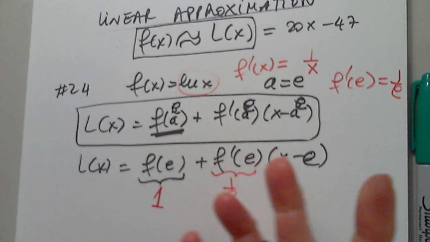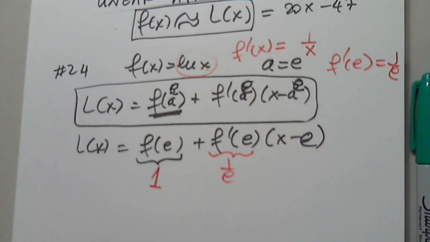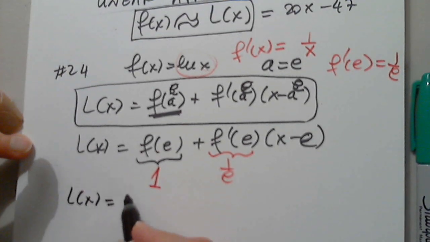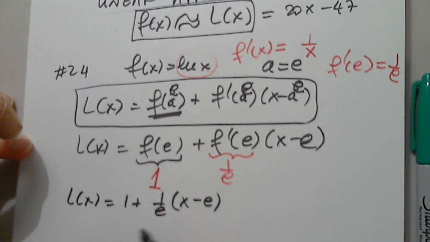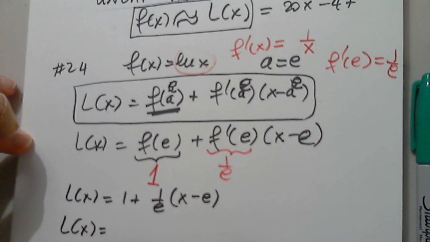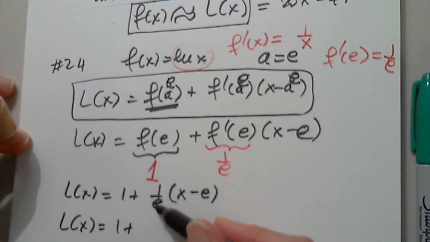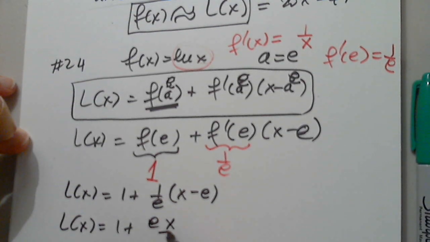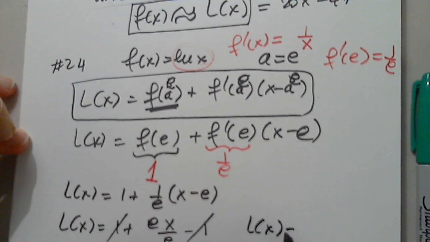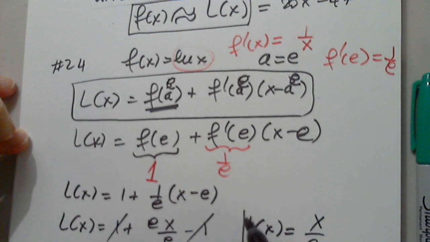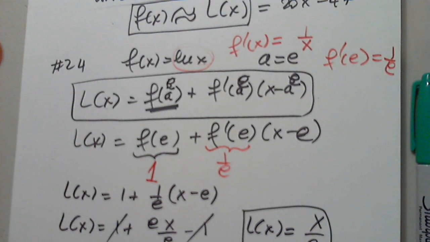So this is 1 over e. It's done. Now I have to simplify it a little bit. So then L of x equals 1 plus 1 over e times x minus e. I have to distribute. So L of x is 1 plus 1 over e times x is x over e, minus 1 over e times e is negative 1. So the linearization is basically x divided by e. That's it. It's a line, 1 over e times x.